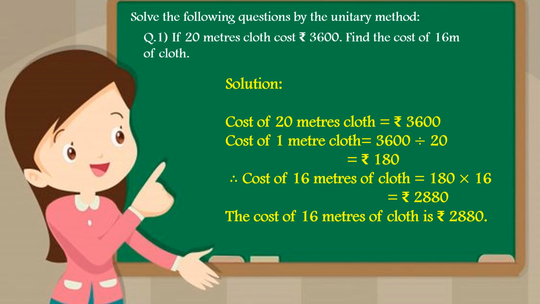So 1 meter of cloth will be, when I said that we have to find the value of one thing, we should divide. So from 20 meters of cloth, we know it is rupees 3,600. So 1 meter will be 3,600 divided by 20, that is rupees 180. Therefore the cost of 16 meters of cloth will be 180 into 16. Why? I said before, when we are finding the value of many things from one, we have to multiply. So when I multiplied, I got the answer as rupees 2,880. Hence the cost of 16 meters of cloth is rupees 2,880.